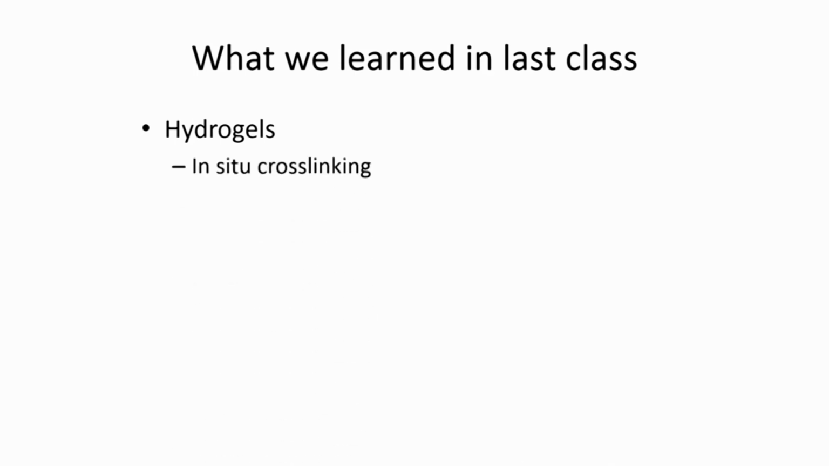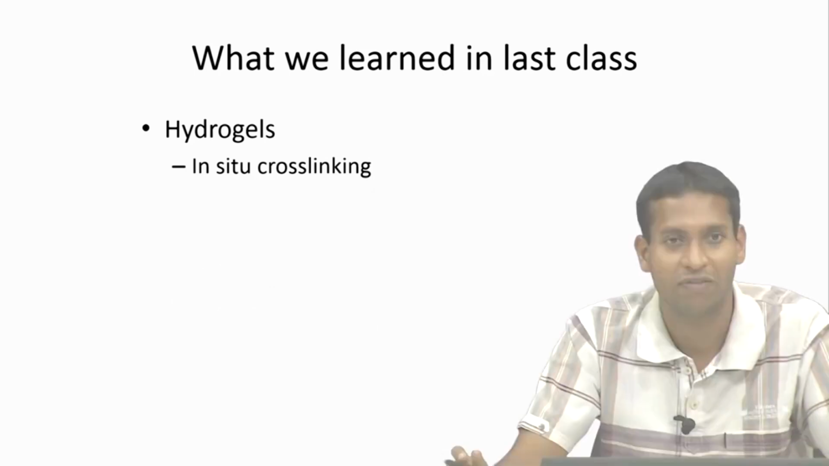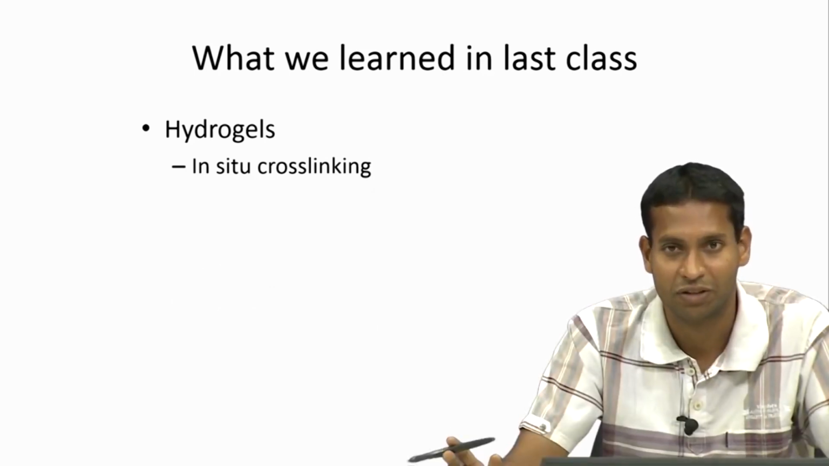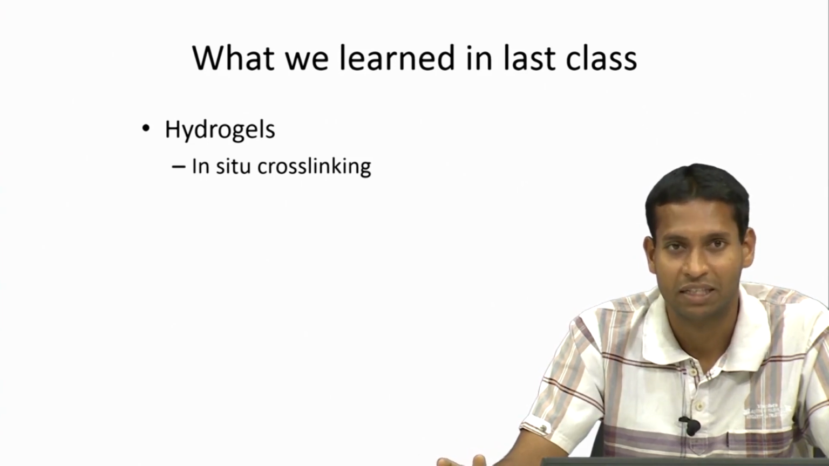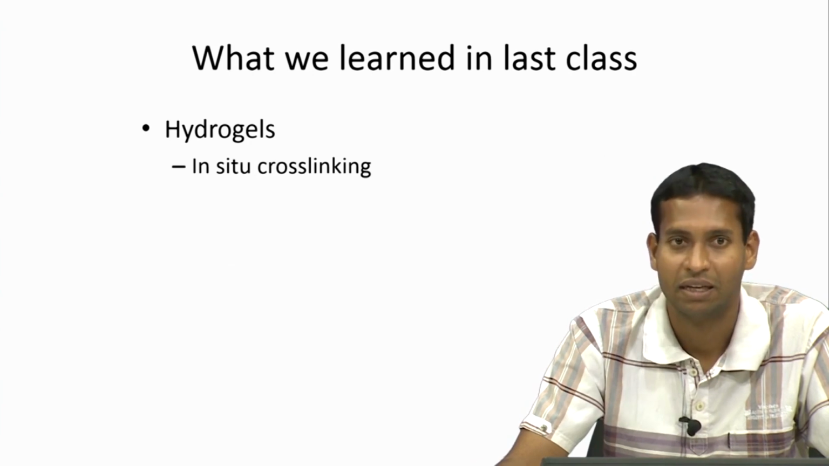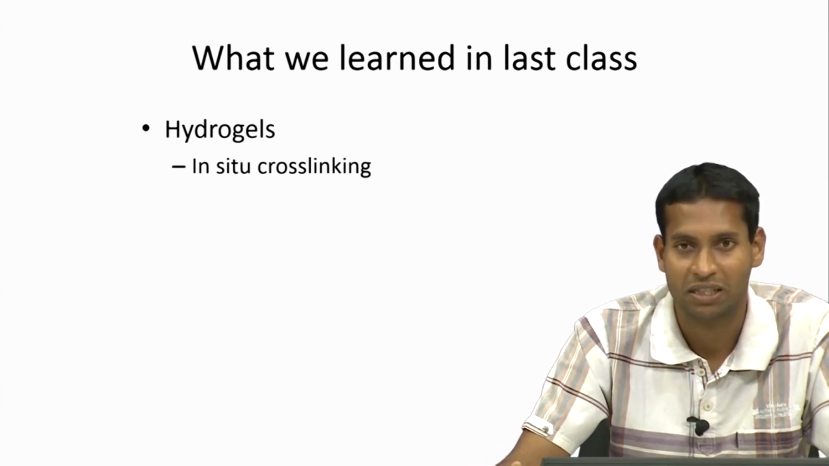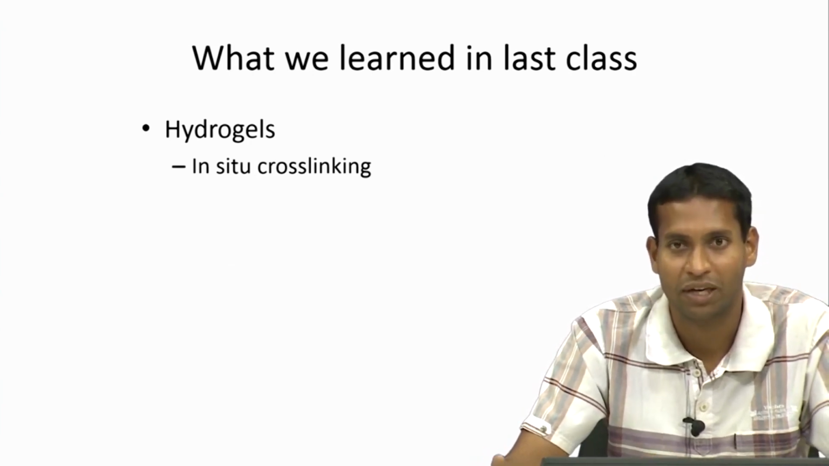So, within the hydrogels we had discussed quite a lot of variations of them. We had discussed physical, we had discussed chemical, and then we also discussed ionic hydrogels. And then we further went ahead in the last class and we talked about in situ cross linking gels. So, what are these in situ cross linking gels? That means that they cross link at the site, and the site of interest for our application is the human body or any body.